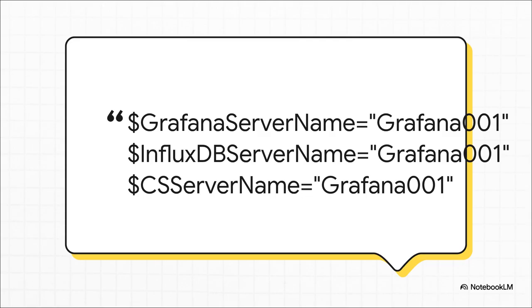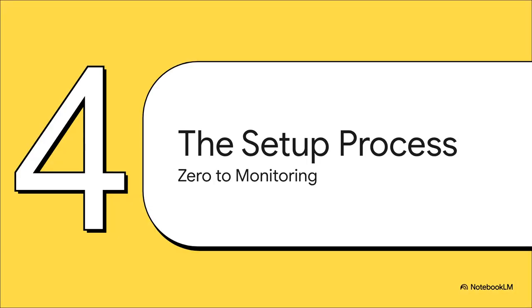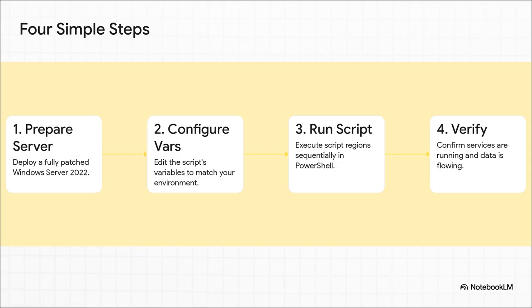You just set these server name variables all to the same machine name, and boom, you've got a super compact and efficient setup. So, what's it actually take to get from zero to a fully monitored system? Well, thanks to that script, what seems like it should be really complex actually boils down to a super simple 4-step process. Step 1, get your server ready.